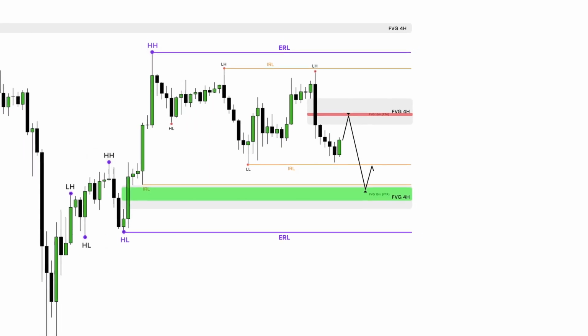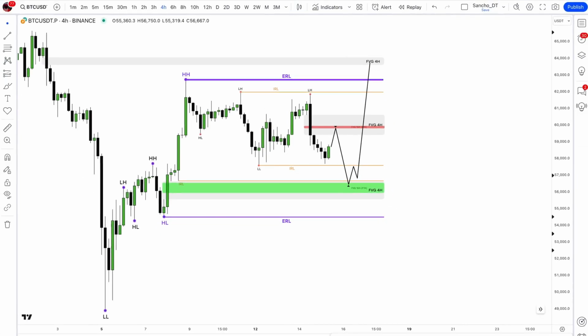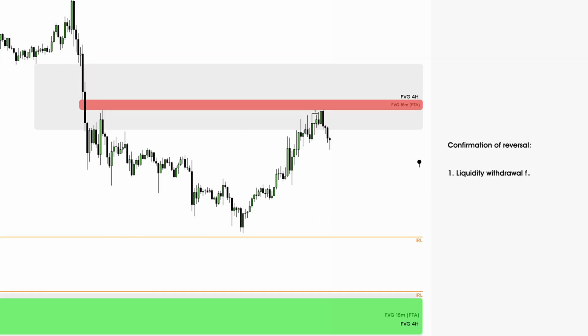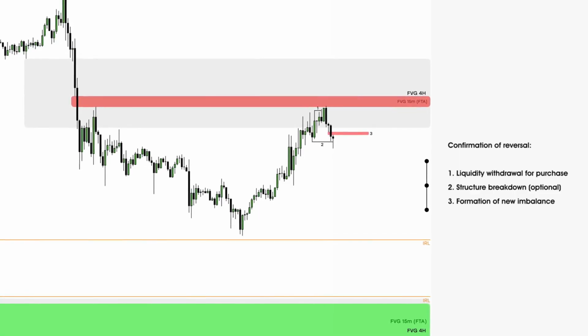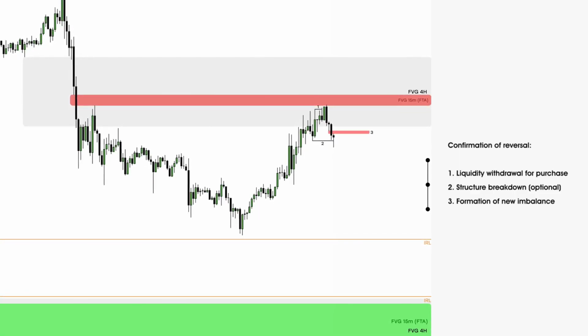The target in this case will be the start of the 15-minute bullish imbalance, which might serve as a reversal zone upwards. To confirm a reversal, focus on three main factors. First, the removal of buy liquidity. Second, a sharp price decline accompanied by a structure break. Third, the formation of a new bearish imbalance, signaling the start of a downward movement. Even if the structure break doesn't occur, the bearish imbalance itself is a sufficient early reversal signal.